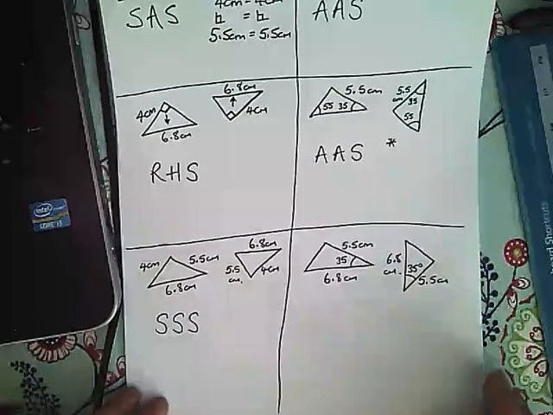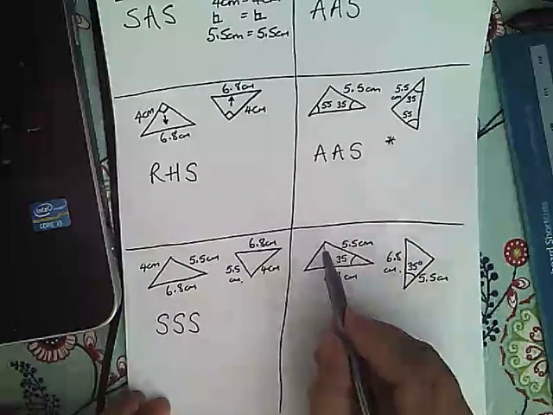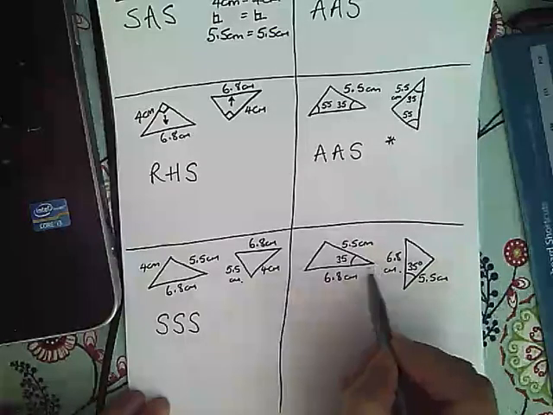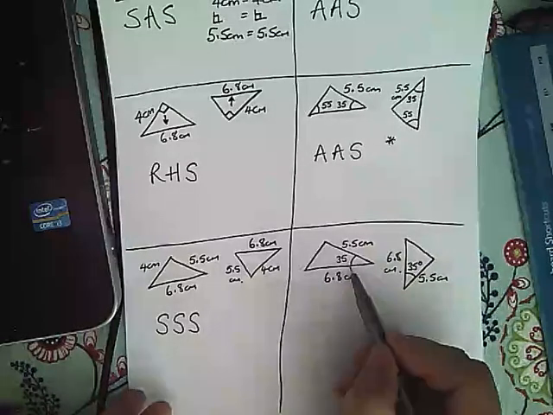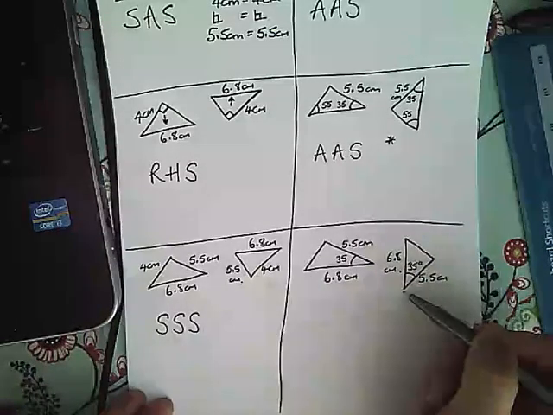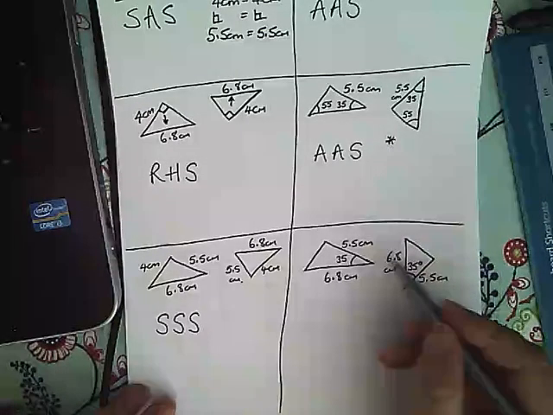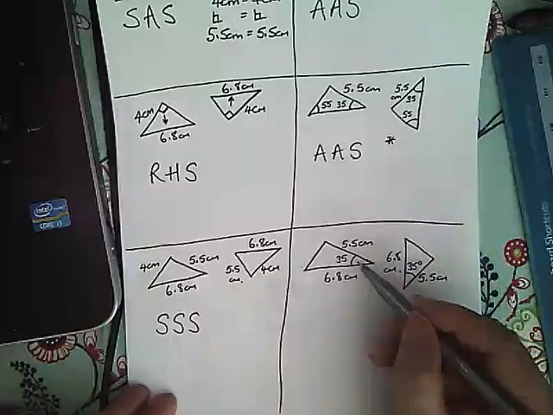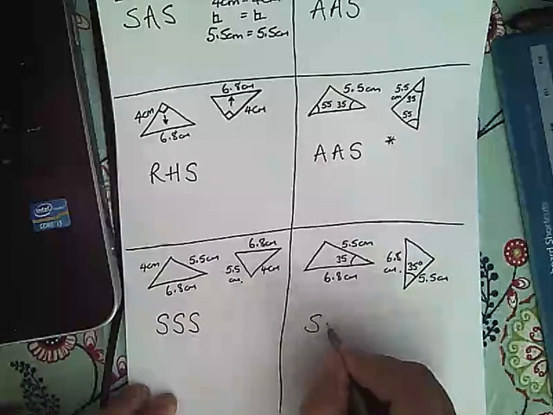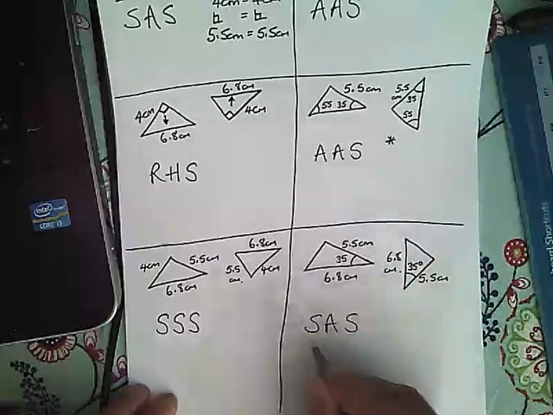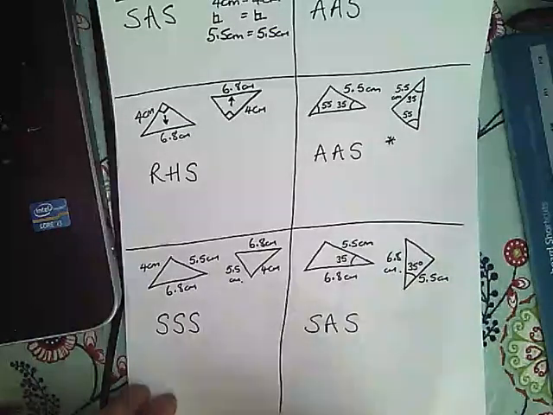And finally, here we have 5.5, 6.8 with 35 in between them. So this is side, angle, side. SAS, the side and the angle in between them, the included angle.